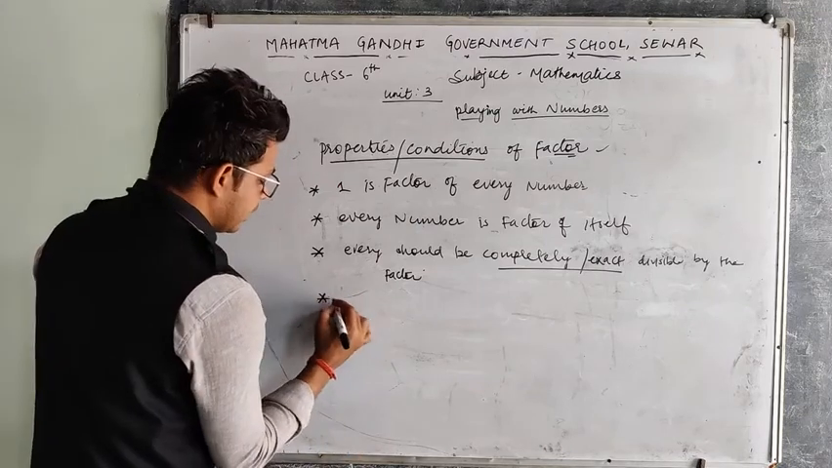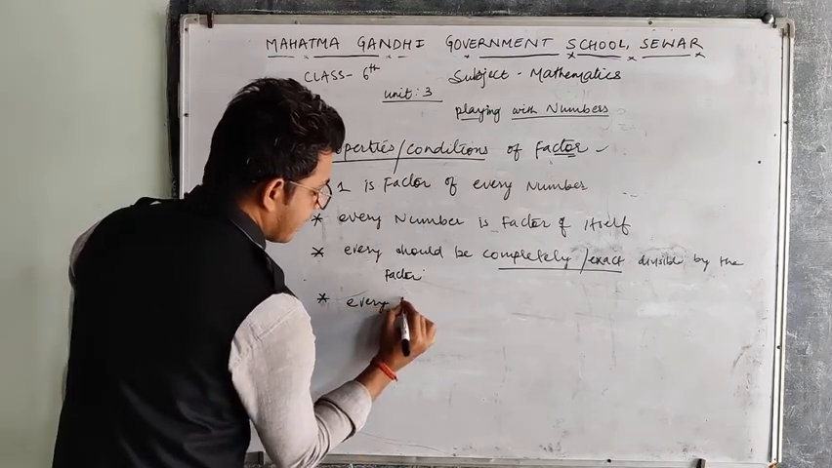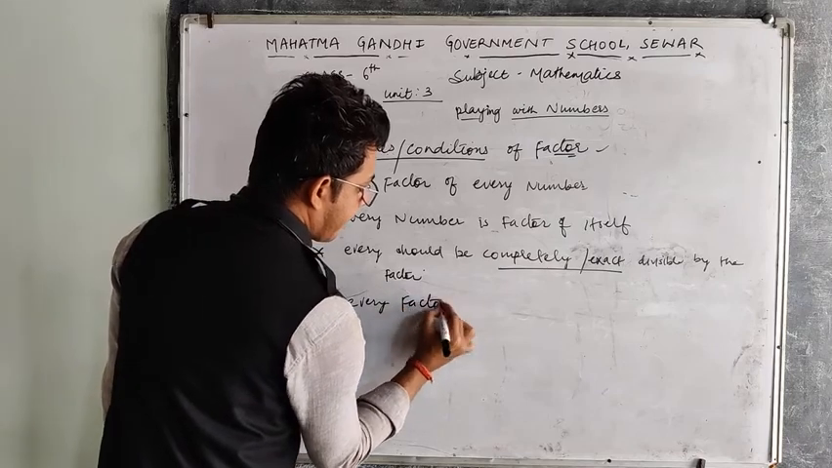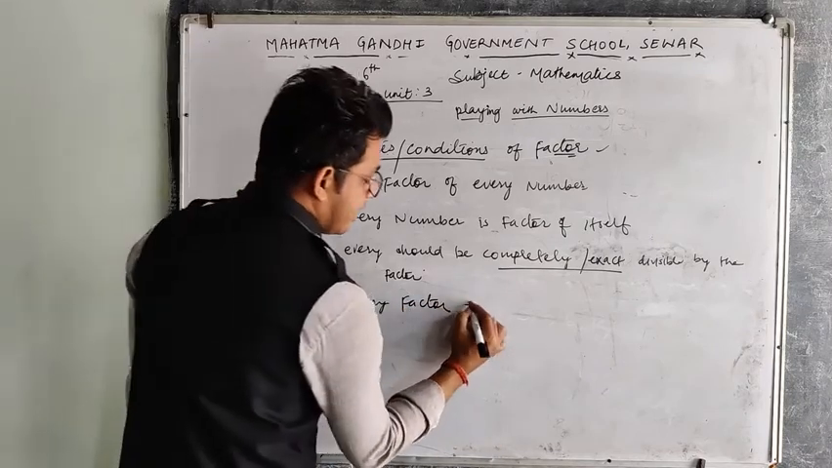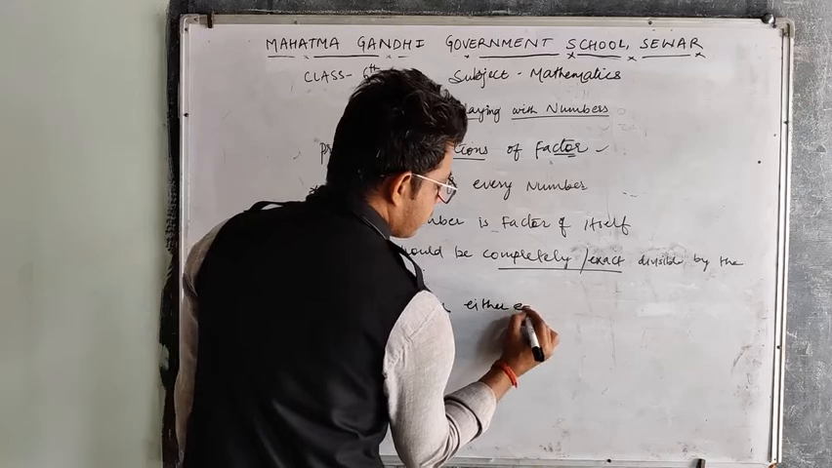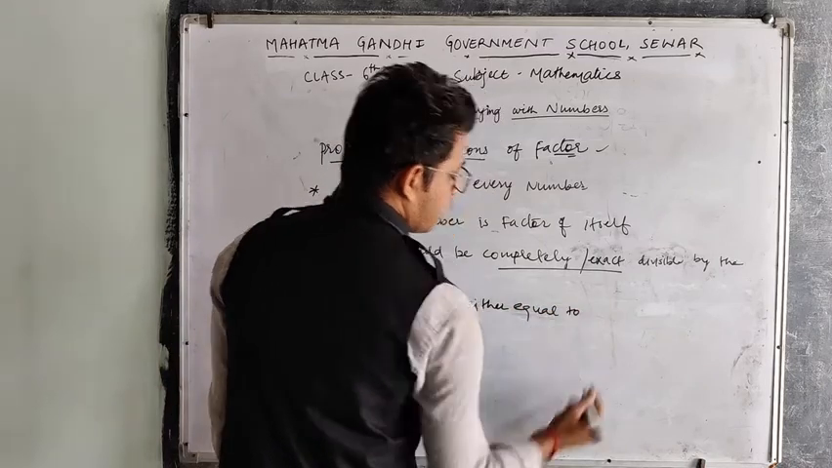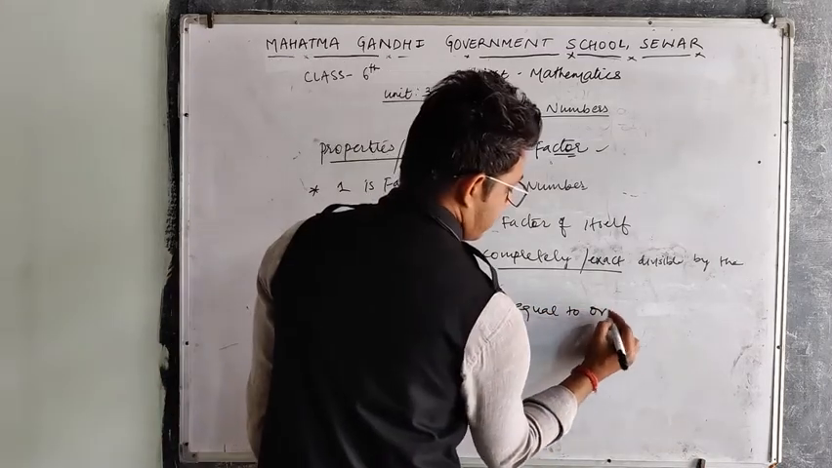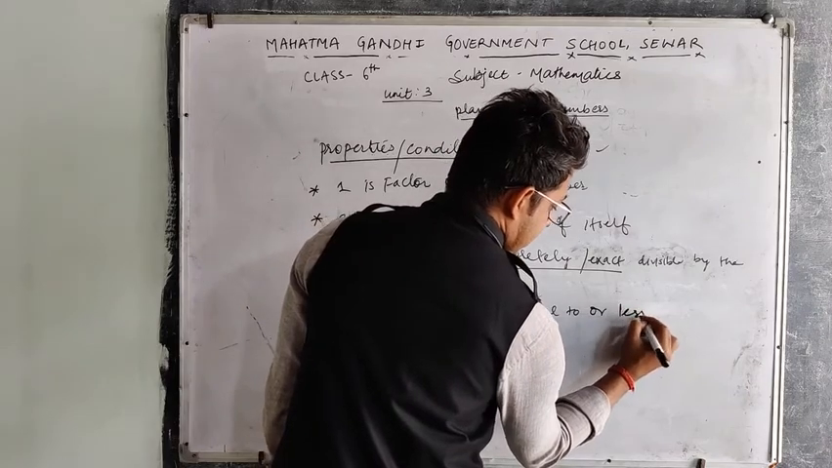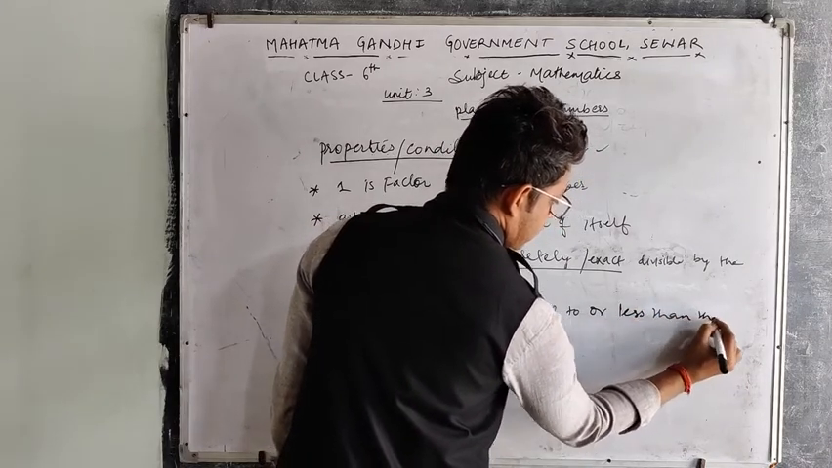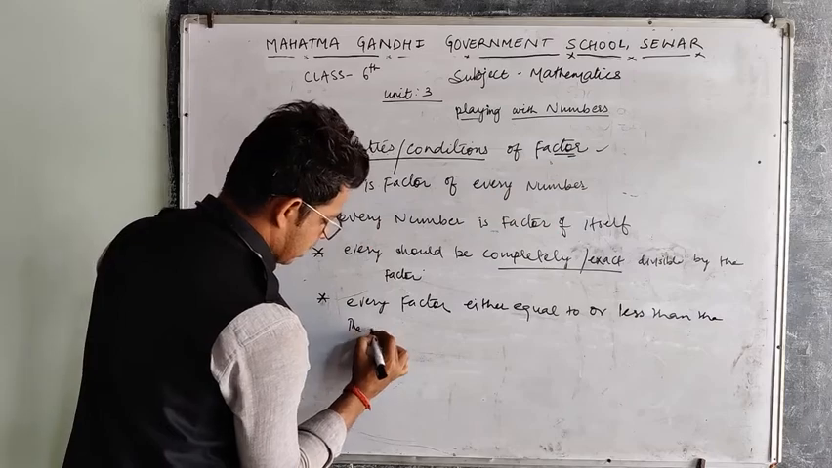Fourth condition: every factor is either equal to or less than the number.